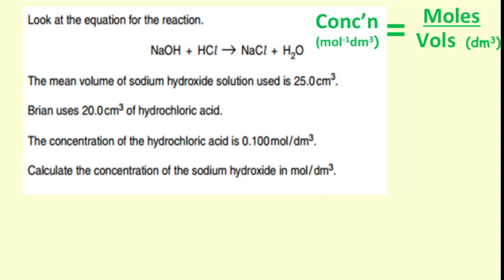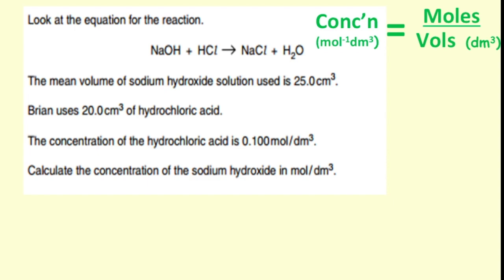The mean volume of sodium hydroxide solution used is 25 centimeters cubed. Brian uses 20 centimeters cubed of hydrochloric acid. The concentration of the hydrochloric acid is 0.100 moles per dm cubed. Calculate the concentration of the sodium hydroxide in moles per dm cubed.